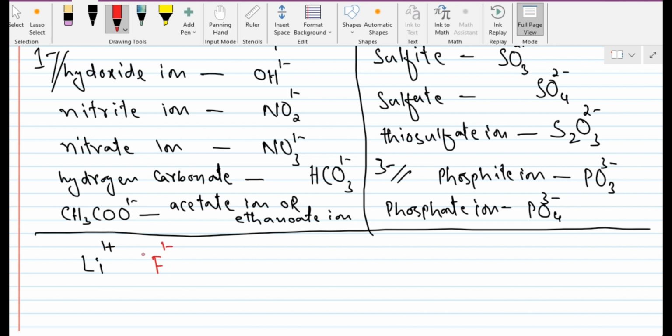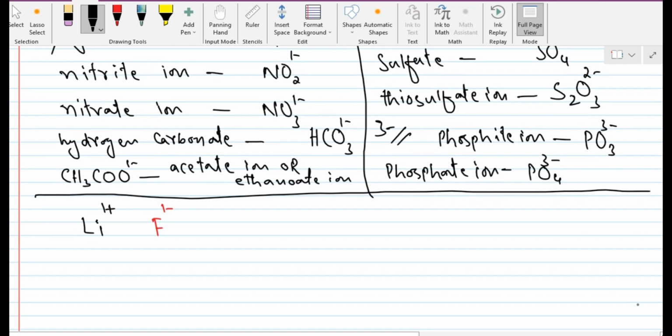Now recall why they have these charges. Lithium belongs to group 1, that is why it has a charge of 1 plus. Fluorine belongs to group 7, requires 1 more electron, and has a 1 negative charge. So what to do next? Just combine these two symbols, LiF, and then cross these numbers. This number should be written over here, and this number should be written over this position.